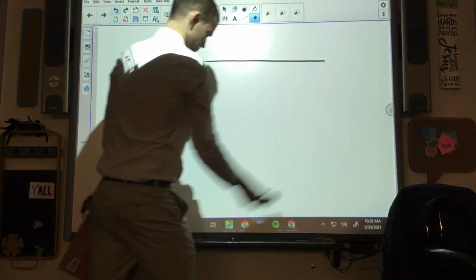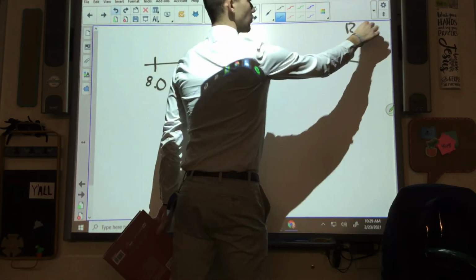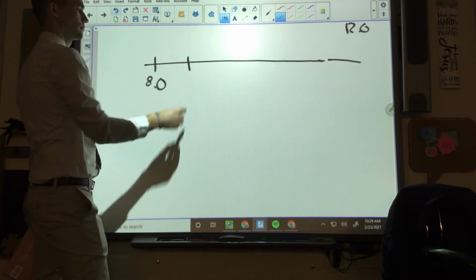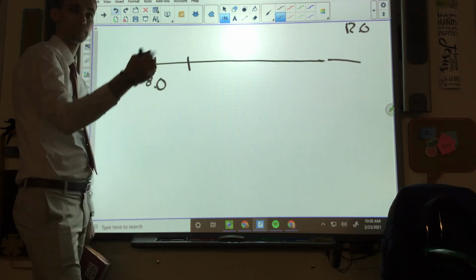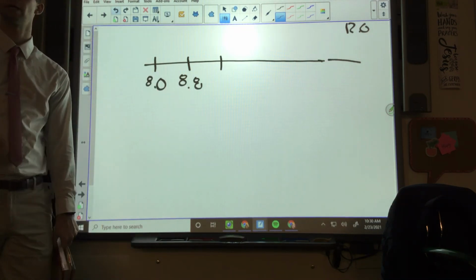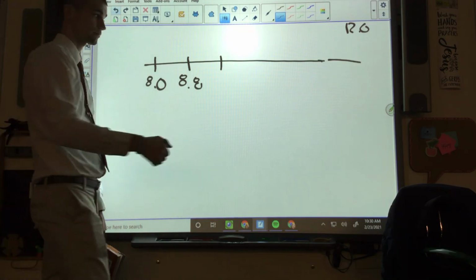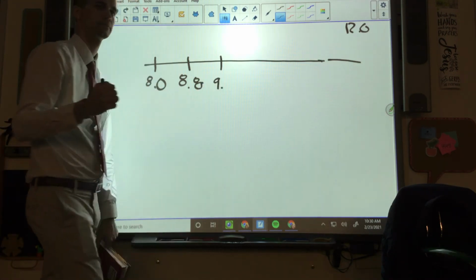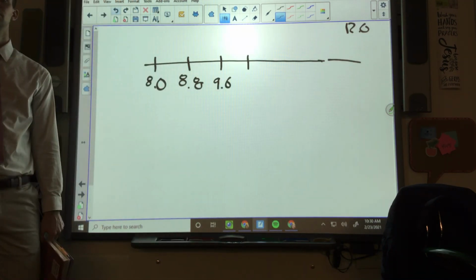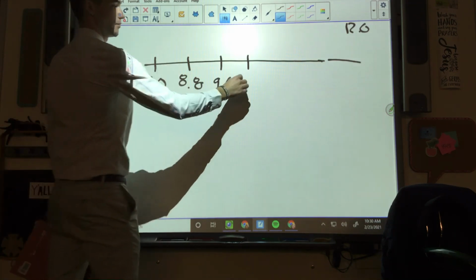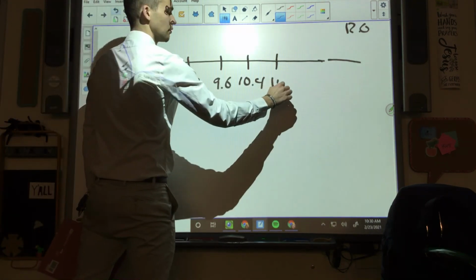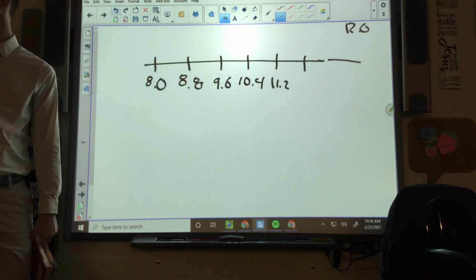So I'm going to put the 12.0 up here because I know I'm trying to get there, but I'm not there yet. So 8.0 plus 0.8 is? 8.8. All right, plus another 0.8. 9.6. Yeah, 9.6 plus another 0.8. 10.4, plus another 0.8. 11.2, plus another 0.8.